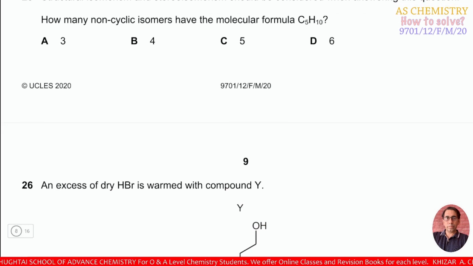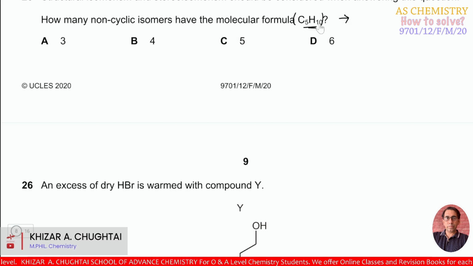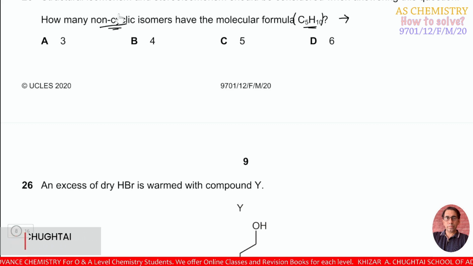Question number 25. Structural isomerism and stereoisomerism should be considered when answering this question. How many non-cyclic isomers have molecular formula C5H10? I mean non-cyclic, it's having carbon double bond because carbon and hydrogen are in 1:2 ratio, 5:10. And non-cyclic, there must not be any sort of cyclic, I mean there must not be any cyclopentane. So if it's non-cyclic, it should be the alkene.